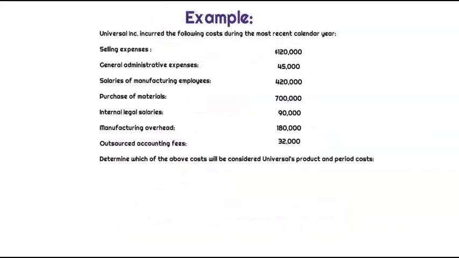Okay, so taking a look at this example, Universal Inc. incurred the following costs during the most recent calendar year. They had selling expenses, general admin expenses, salaries of manufacturing employees. They have purchases of materials, internal legal salaries, manufacturing overhead, and outsourced accounting fees. What do we want to know? We want to determine which of the above costs will be considered a part of their product and period costs, right? So we're going to break out the product and we're going to break out the period costs.